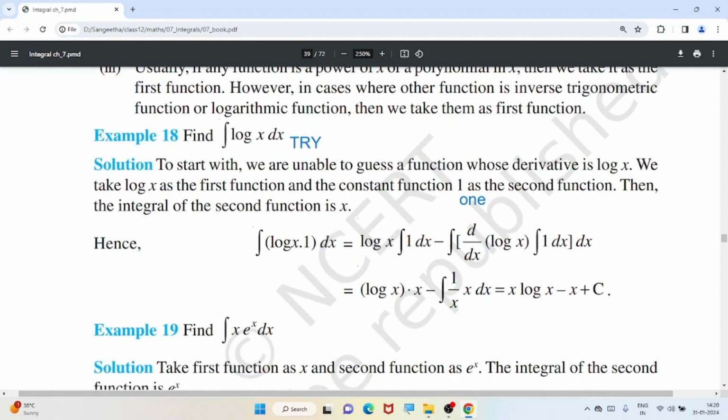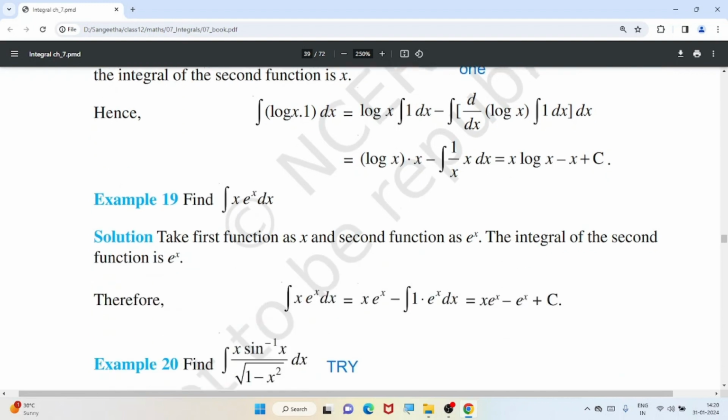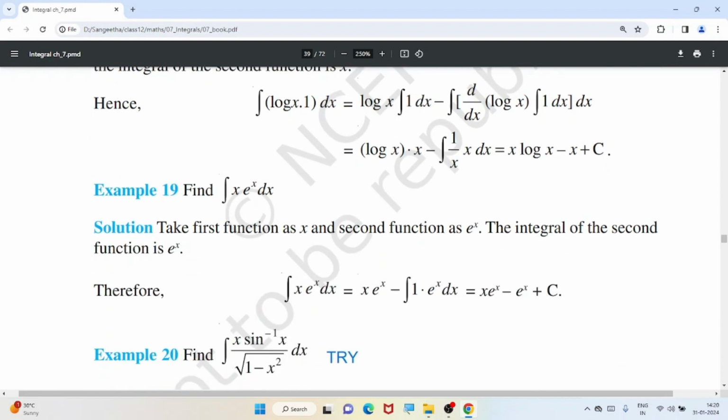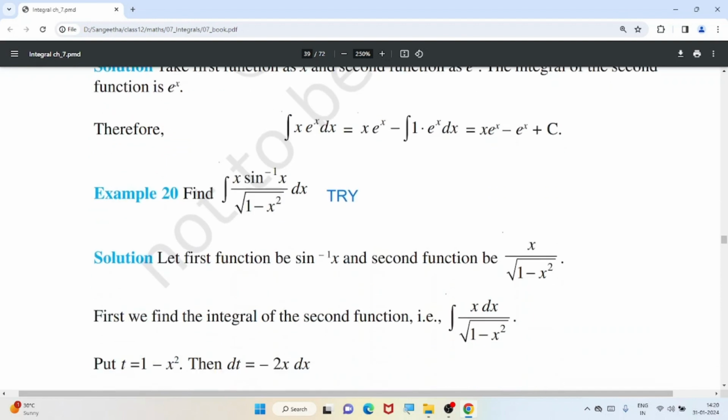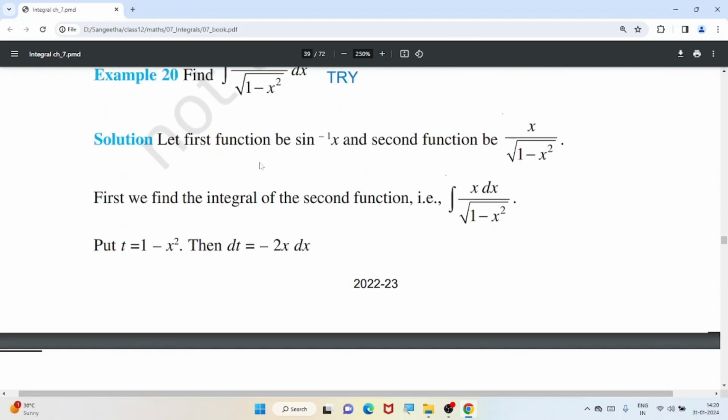Again here also, with log x there is no other function, so we multiply it by 1. So the first function is log x, the second function is 1. To use the product rule we are multiplying it by 1. So they are showing different techniques for how you should use that rule.